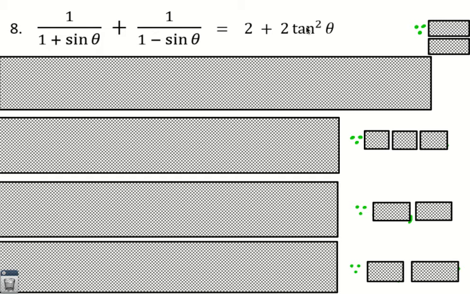messy work. So in conclusion, just to summarize, instead of using a quotient identity here, maybe you look to use the Pythagorean identity because it's tangent squared, and just trust me, that could end up saving you some work.